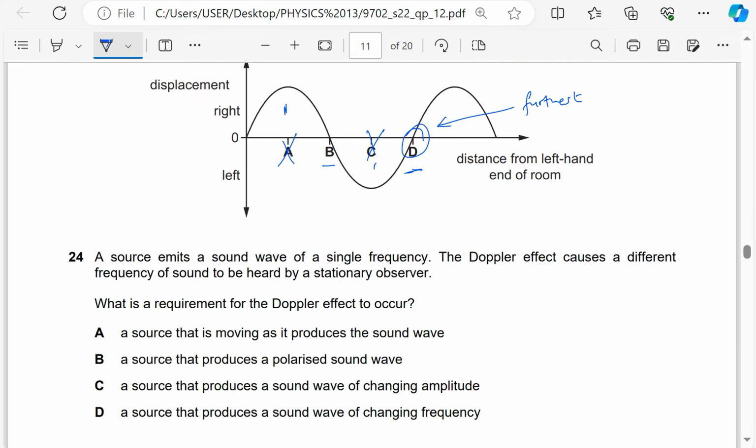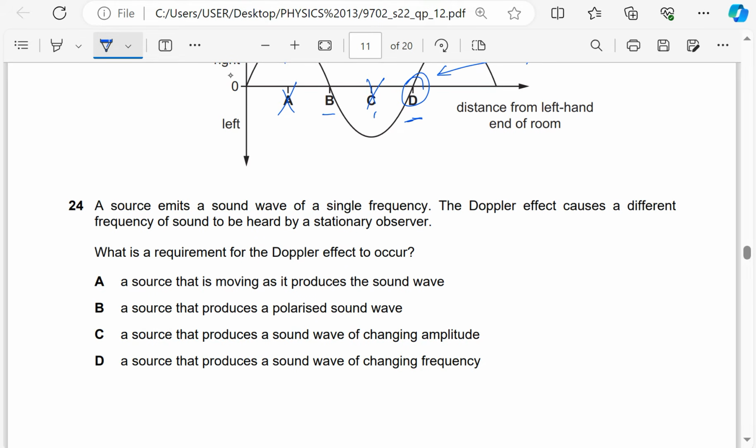So it is going to be D. A source emits a sound wave of single frequency. The Doppler effect causes a different frequency of sound to be heard by a stationary observer. What is a requirement for the Doppler effect to occur? There should be relative motion, remember. A source that is moving as it produces sound waves. So the answer is going to be A.